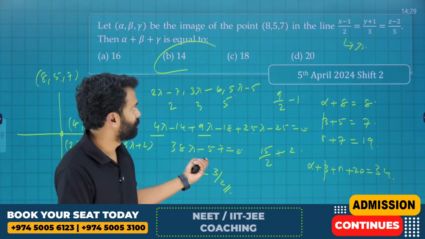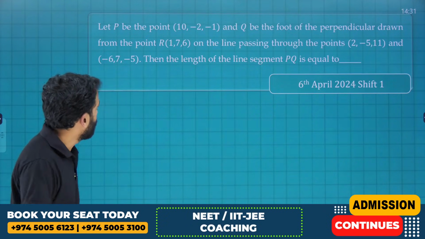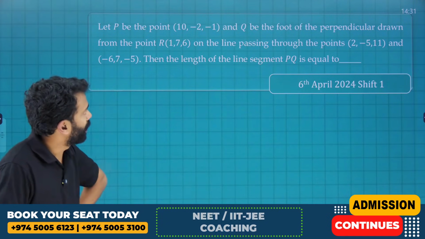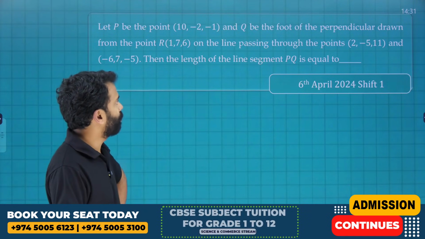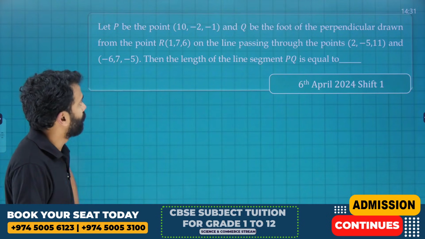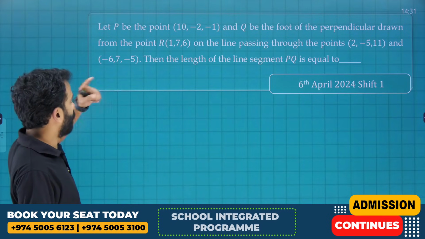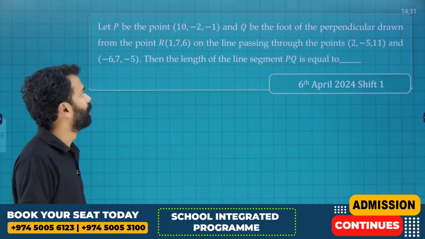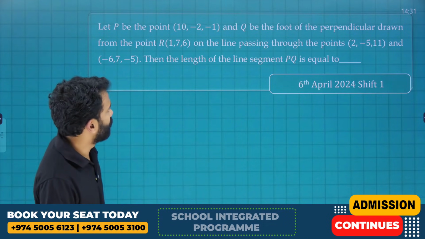The next one, next question. Okay, our very next question. Let P be the point (10, -2, -1) and Q be the foot of the perpendicular drawn from the point P on the line passing through the points (2, -5, 11) and (-6, 7, -5). Then the length of the line segment PQ.